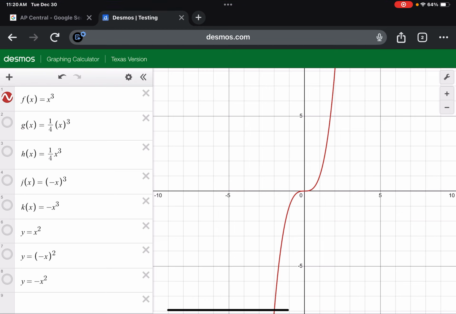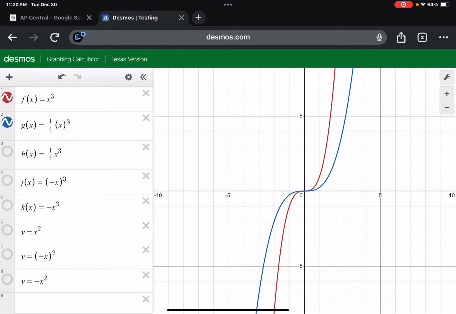Now this 1/4 is not in parentheses with x, okay? It's outside of the parentheses. It's not in parentheses with x, so it's a vertical compression times 1/4. So if I graph that function, hopefully you can see that blue graph has kind of been squished vertically, right? It's a vertical compression.